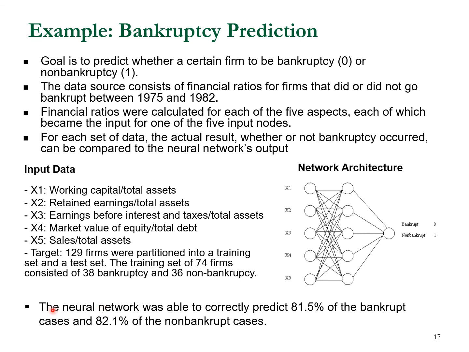At the end, this neural net was able to correctly predict 81.5% of bankruptcy and 82.1% of non-bankruptcy cases.